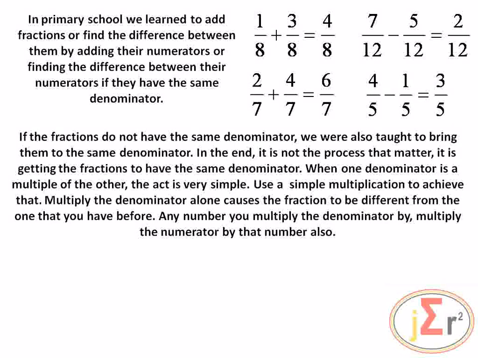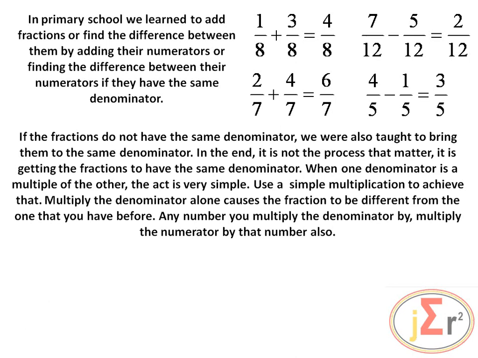If the fractions do not have the same denominator, we were also taught to bring them to the same denominator. In the end, it is not the process that matters. It is getting the fractions to have the same denominator. When one denominator is a multiple of the other, the act is very simple. Use a simple multiplication to achieve that, and that we have been doing. And we have done that on this tutorial, and we have done that on previous tutorials.